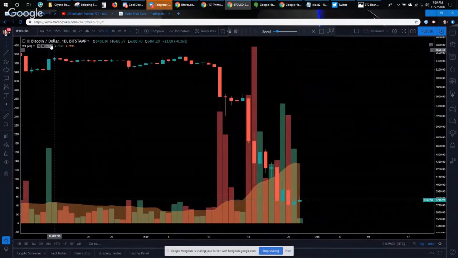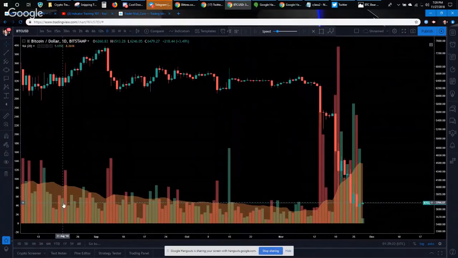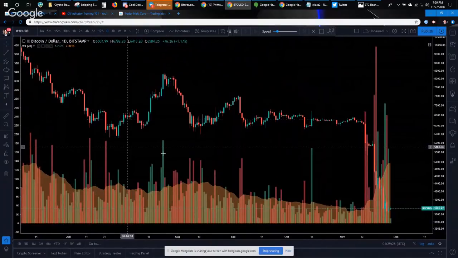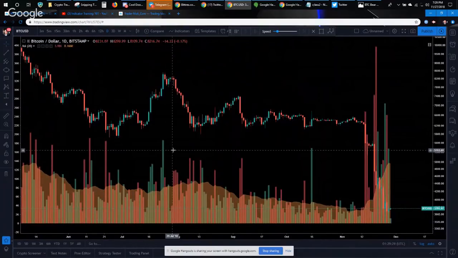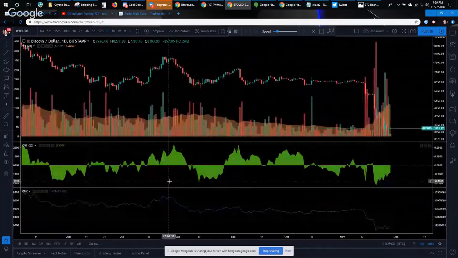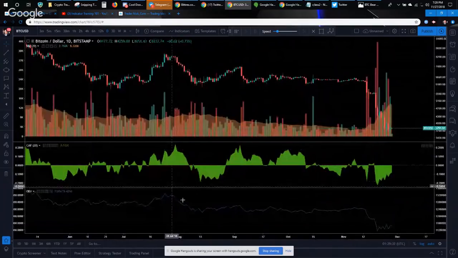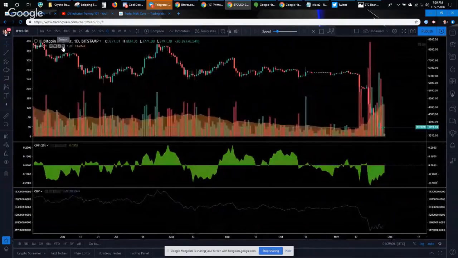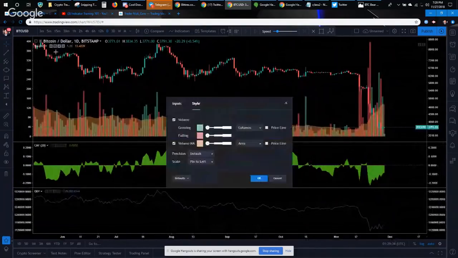I generally disable this volume indicator. I don't like it. It is useless for oversold and overbought conditions. There's better ways to find it, such as the Guppy. There's better ways to do volume time analysis, which is the CMF and the OBV. So I turn this off. Do what you want. But if you are going to use it, try this little tip. Go into your settings, go to scale, pin to left, and it will expand it for you, and you can get a better view of it.